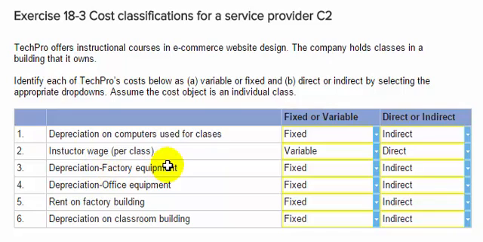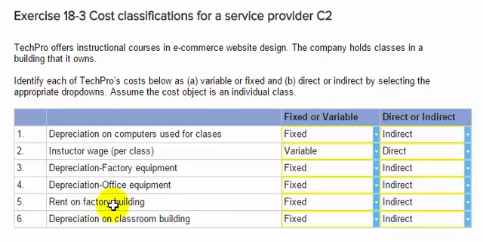Depreciation factory equipment. Depreciation factory equipment is fixed, and it's going to be an indirect cost because it's really like overhead, factory overhead. Depreciation office equipment is also going to be fixed, and it's also something that's considered indirect because, since we're doing classes and website things, most of the costs are going to be the instructor and the actual pieces inside the classroom.